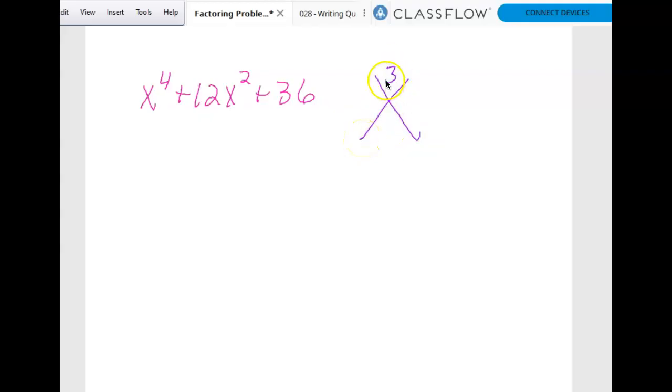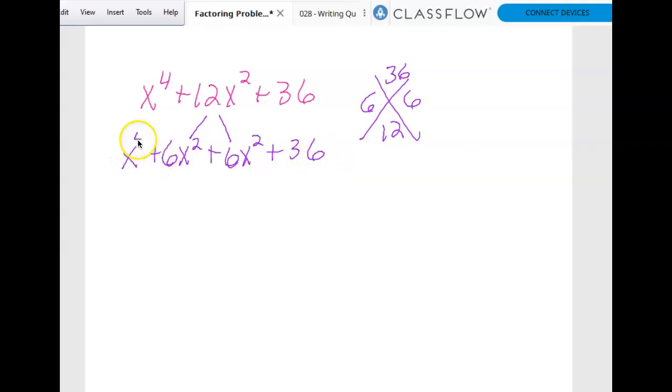So I'm going to get 36 and 12. And they're both positive, which means both of my factors are going to be positive. So I want factors of 36 that add to 12. 6 and 6, very good. So right here, y'all, what do I put right here? What comes after the 12? So I need the x squared. Because that's the middle term.